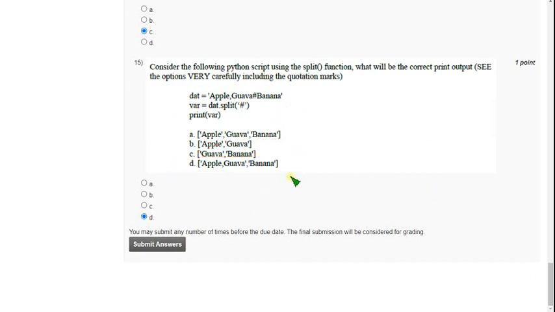So friends, these are the solutions for the week 7 assignment. Hope this is helpful for you.